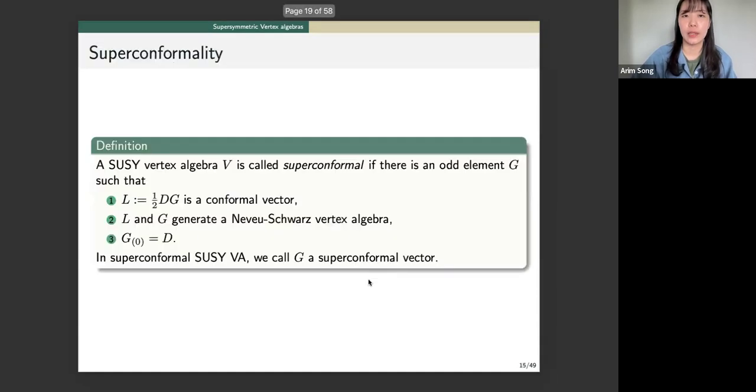Okay, so we can generalize this special circumstance into the notion of superconformality. A supersymmetric vertex algebra is called superconformal if there is an odd element G such that 1/2 times D of G is a conformal vector, I mean the Virasoro element. And if this L and G generate a Neveu-Schwarz vertex algebra, and the supersymmetry D is equal to the zeroth product of G, then we call it superconformal. And in a superconformal vertex algebra, we call G a superconformal vector.